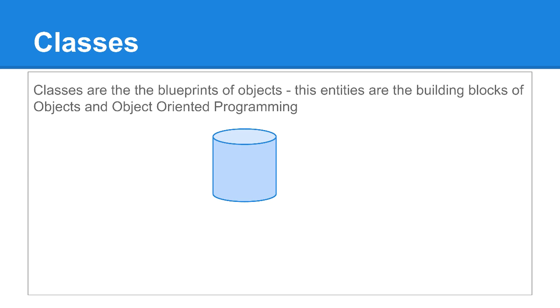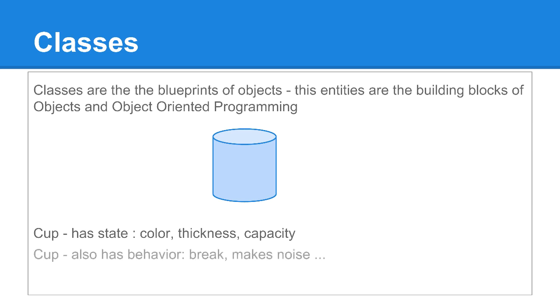And now we'll be talking about this very important discipline called object-oriented programming. If you look at a cup, right? You have a cup at home. A cup has a state, right? A cup could have a color, thickness, capacity, and so many other things. But it also has behaviors. So we can say a cup could break, and when it breaks, it makes noises.